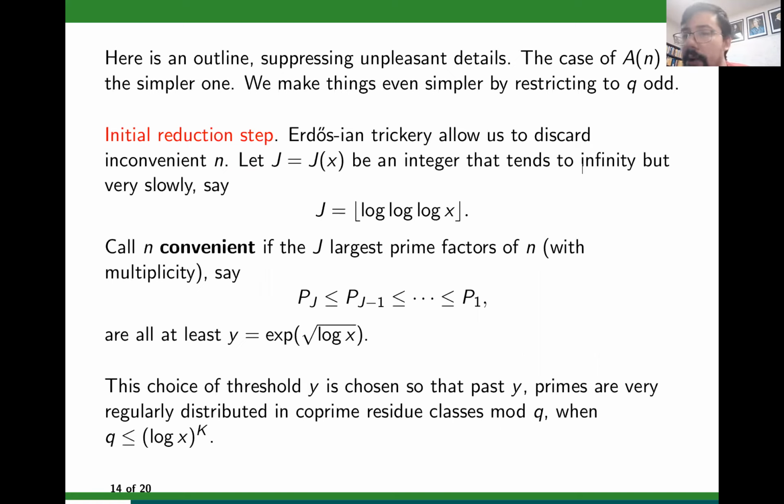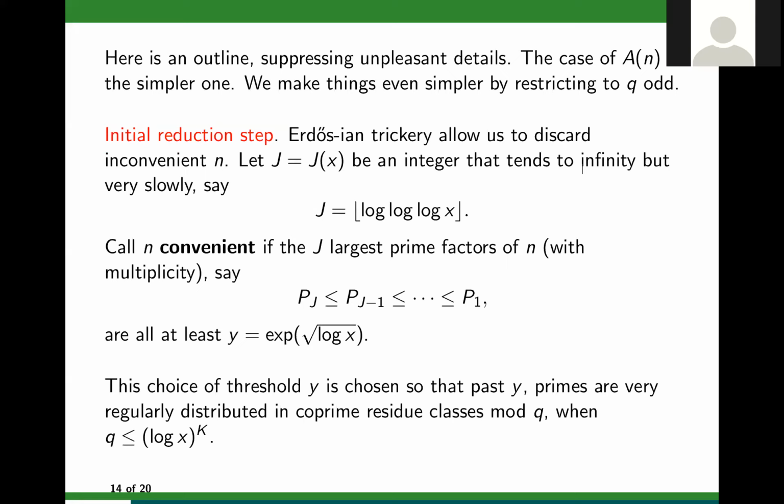Okay, so this uniform distribution theorem has an initial reduction step, where, as in many arguments that Paul Erdős was fond of, we simply discard n that are inconvenient for us. Let me say what I mean by inconvenient in this context. I'm going to introduce a function, I'll call it j of x, which tends to infinity very slowly. For our purposes, j can be the integer part of triple log of x. And I'm going to say n is convenient if the j largest prime factors of n are all pretty big. Here, pretty big means they're all at least what I'm calling y. y is e to the square root of log x.